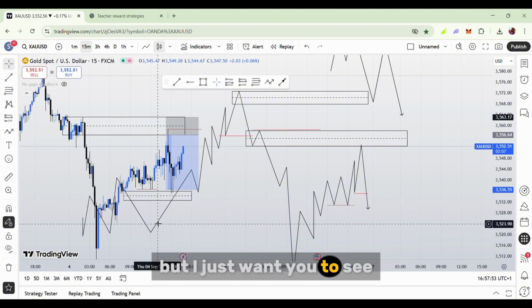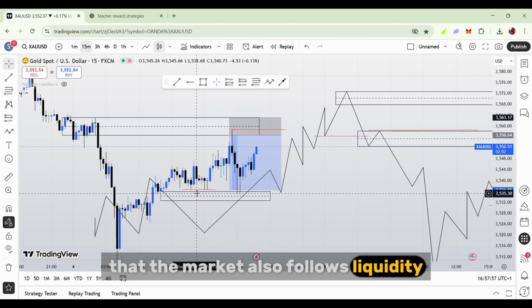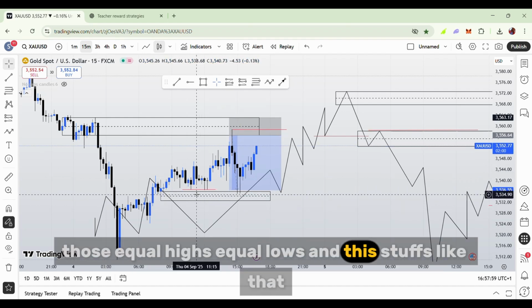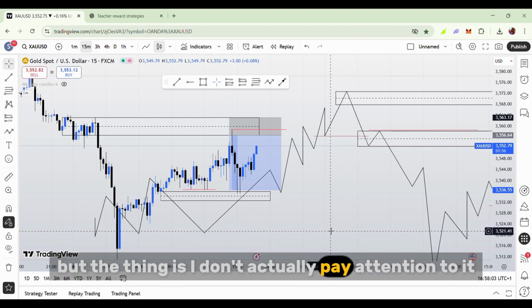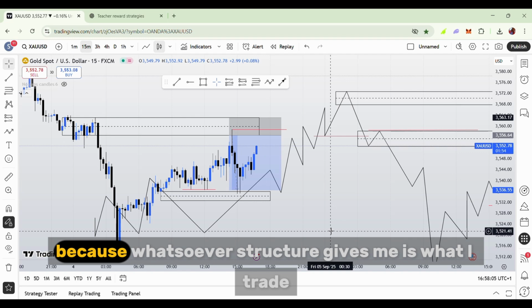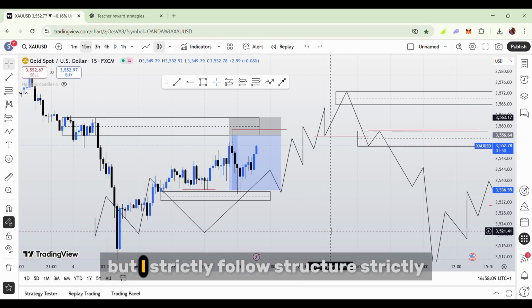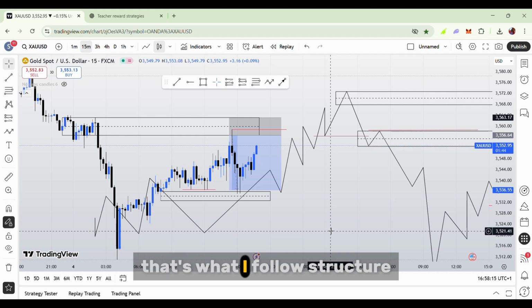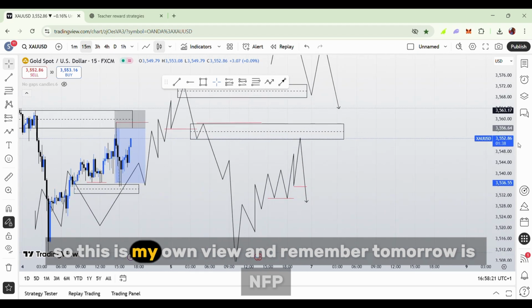But I just want you to see that the market also follows liquidity, those equal highs, equal lows, and stuff like that. But the thing is, I don't actually pay attention to it, because whatever structure gives me is what I trade. If I see it, I trade it. But I strictly follow structure. Strictly. That's what I follow. Structure. Just pure price action structure. So this is my own view.